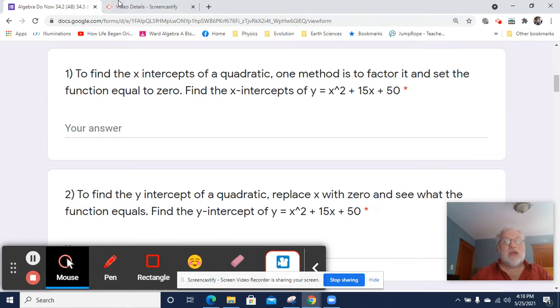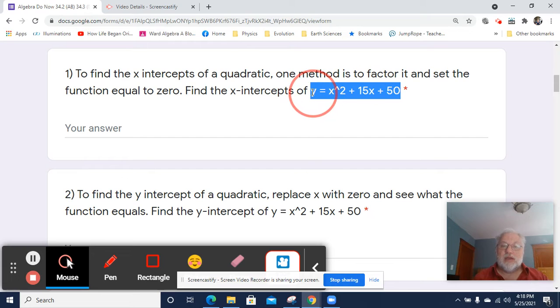So the first question asks you to find the x-intercepts of a quadratic. There are several methods to do this, but one method is to factor it, and I'm pointing you in that direction by saying that, and set the function equal to 0. This is level 4 and level 5 stuff. So if you've already done level 4 and level 5, hopefully this is still familiar. If it's not, it may be worth a review. Factoring is a key tool that you'll be using going forward.